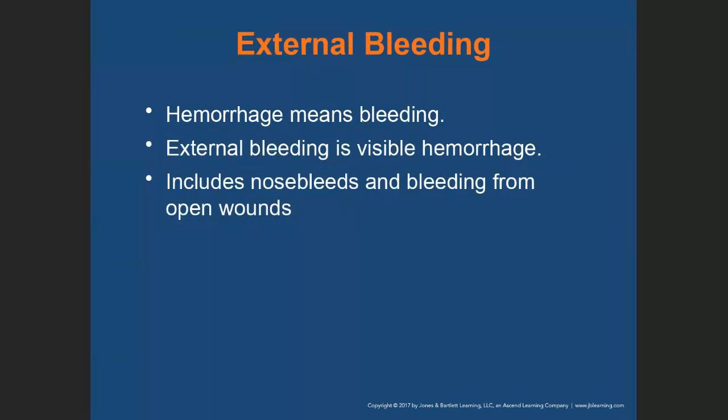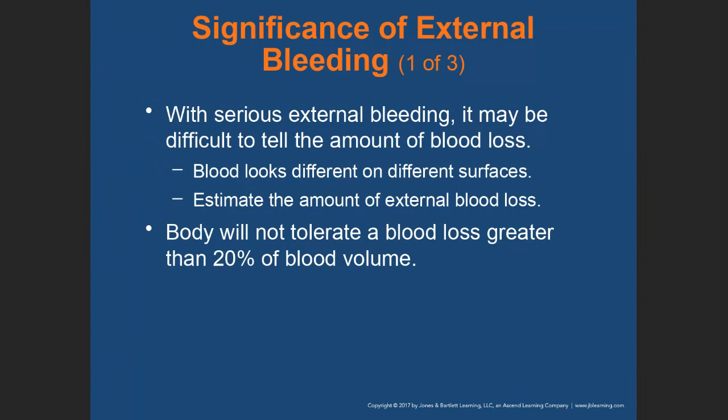Now let's look at external bleeding. Hemorrhage means bleeding. External bleeding is visible hemorrhage. It includes nosebleeds and bleeding from open wounds.